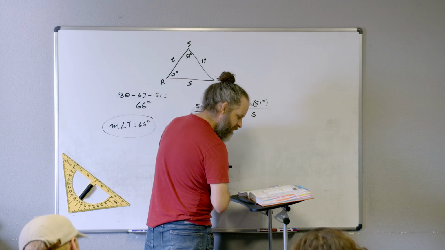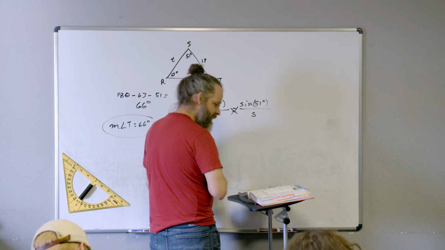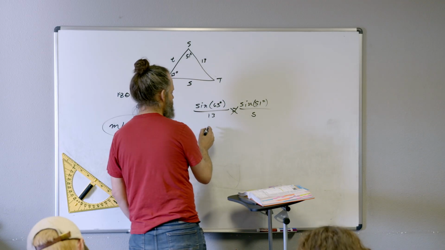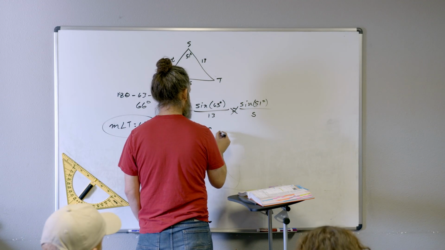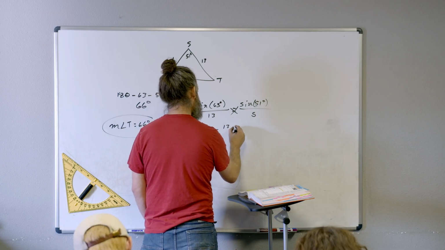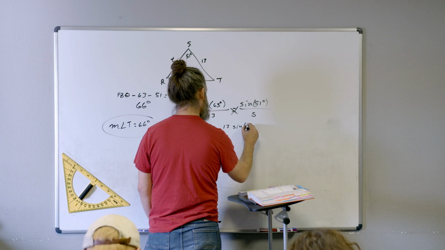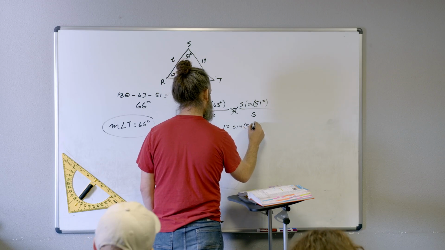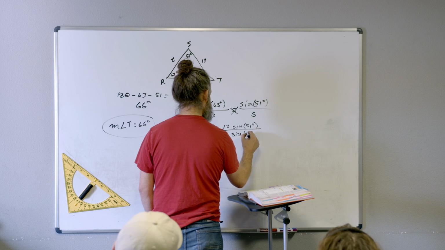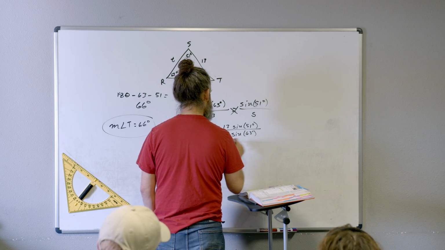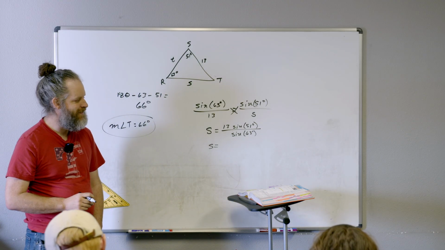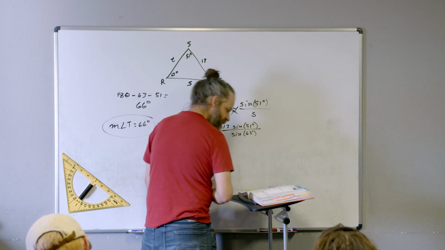And it says in the instructions, round side lengths to the nearest tenth and angle measures to the nearest degree. So we do want the ugly decimal equivalent. So S equals 13 times the sine of 51 degrees. Again, make sure your calculator's in the right mode, divided by the sine of 63 degrees. So you shove that in your calculator, push enter, and you end up with 11.34.